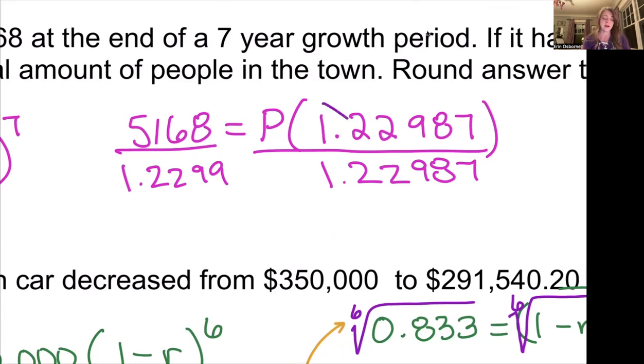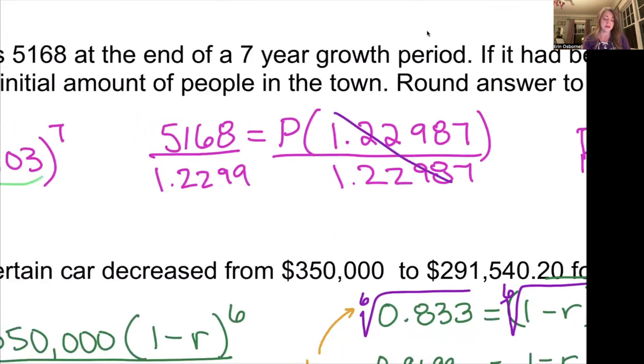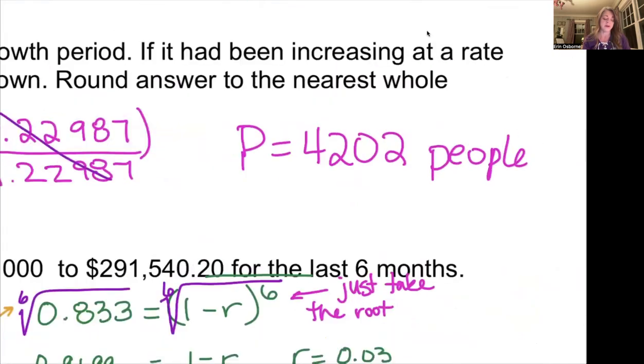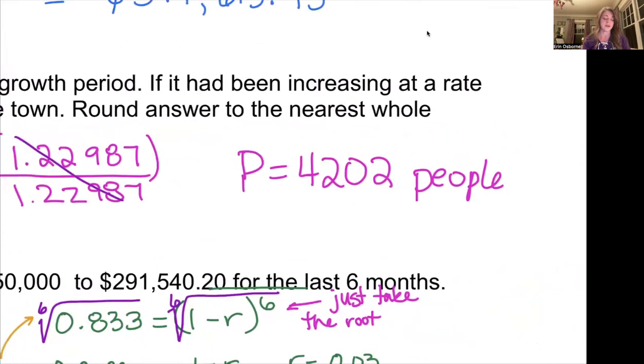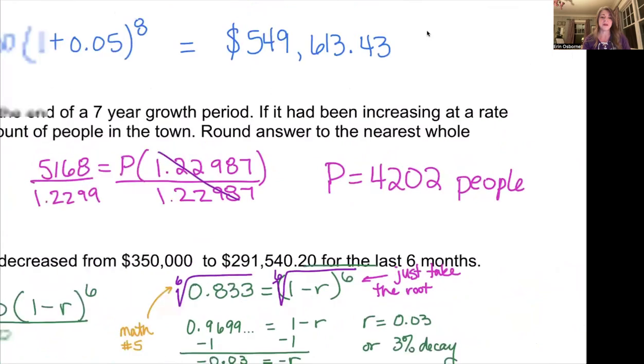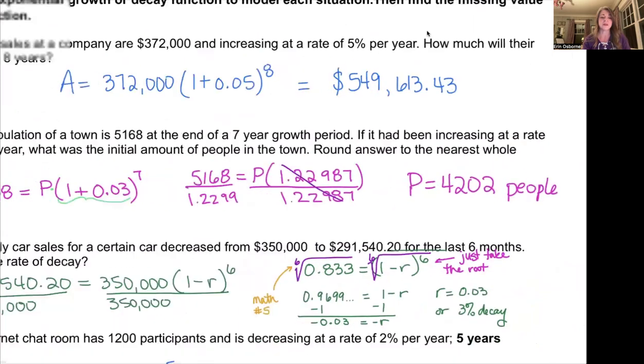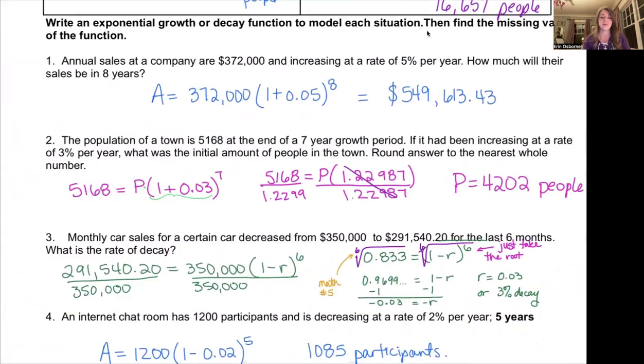Here, these would cancel out because we're dividing by them, and your answer is about 4,202 people. Check the reasonableness of that. It should be smaller than the ending amount since it was principal and it was growing.